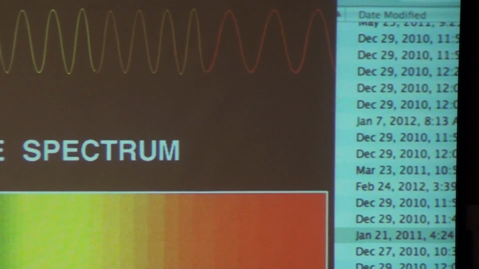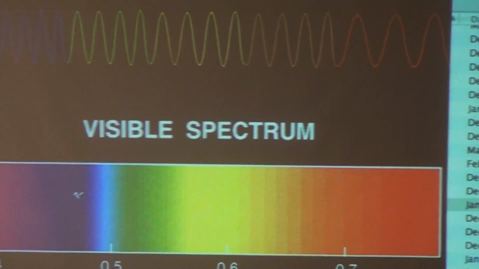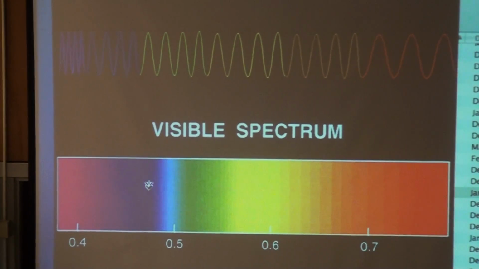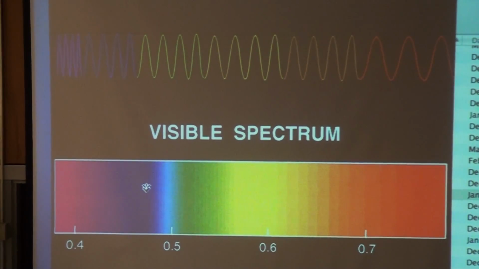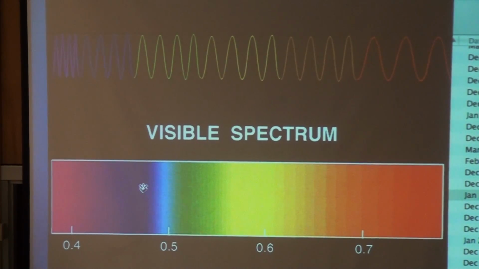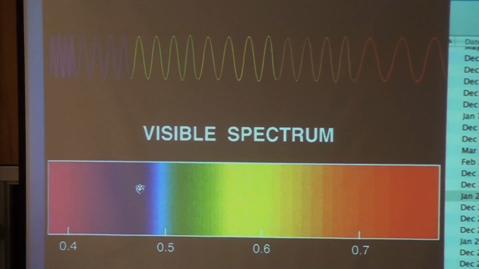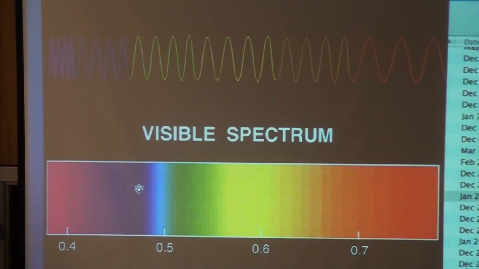And white light is actually just a mixture of all of those. What's actually coming out of this projector are green photons and blue photons and red photons and yellow photons and orange photons. And whenever there's a mixture of all the colors, your eye interprets that as white light.